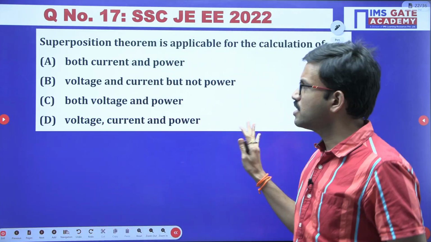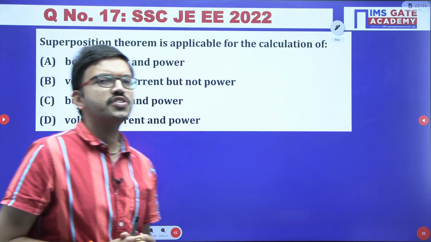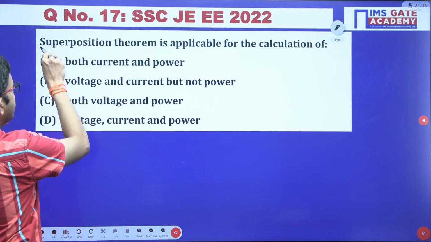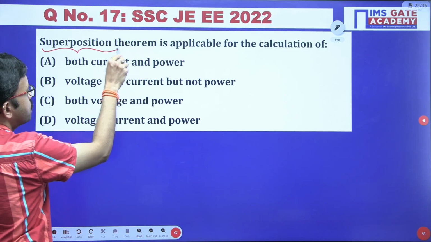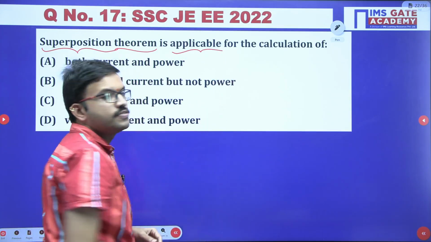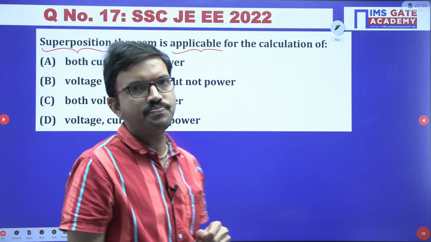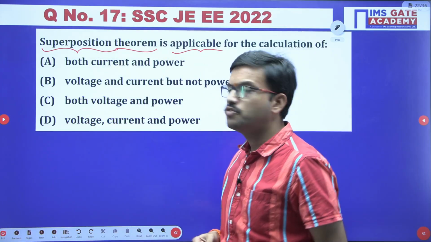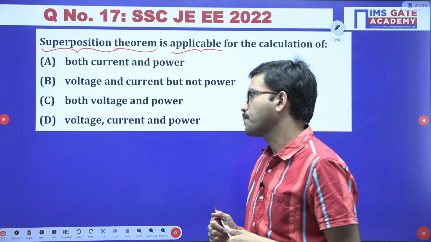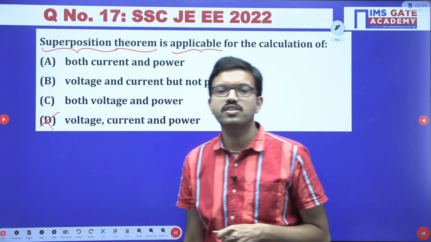This is a theoretical question based on superposition theorem. This is a very interesting question. Here in this question, they have mentioned that superposition theorem is applicable for the calculation of, you are having 4 choices like this, obviously one choice will be correct. For this question few students may choose option D, but option D is not the correct one.